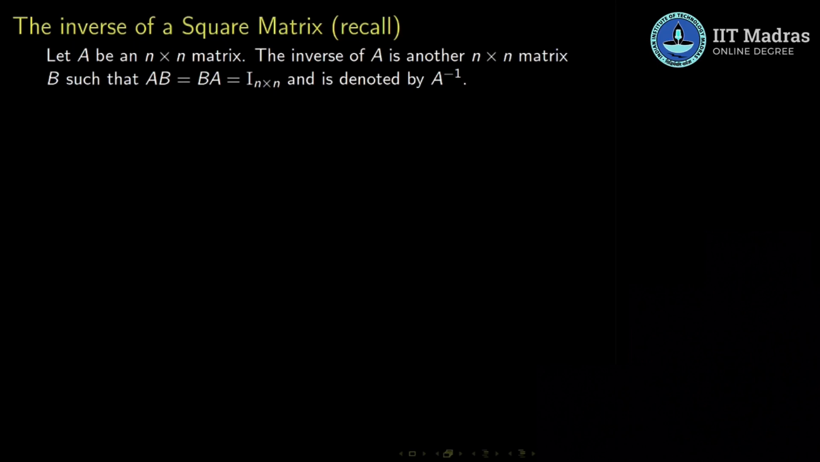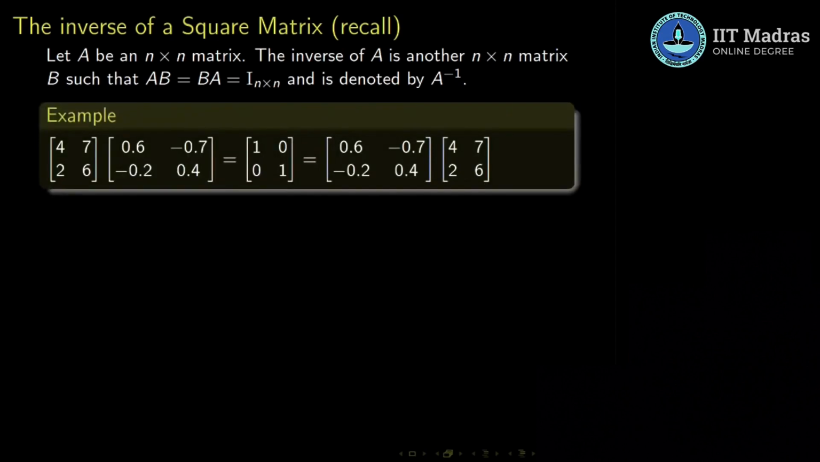Now, I am already using the word 'the' inverse of a square matrix, so I should qualify that. Before that, let us see an example. You have the matrix 4 7 2 6, a 2 by 2 matrix, and you can take B to be 0.6, minus 0.7, minus 0.2, 0.4. Of course, you can wonder where I got these values from. Was it trial and error, or how did I come up with them? We will study that in a few slides.